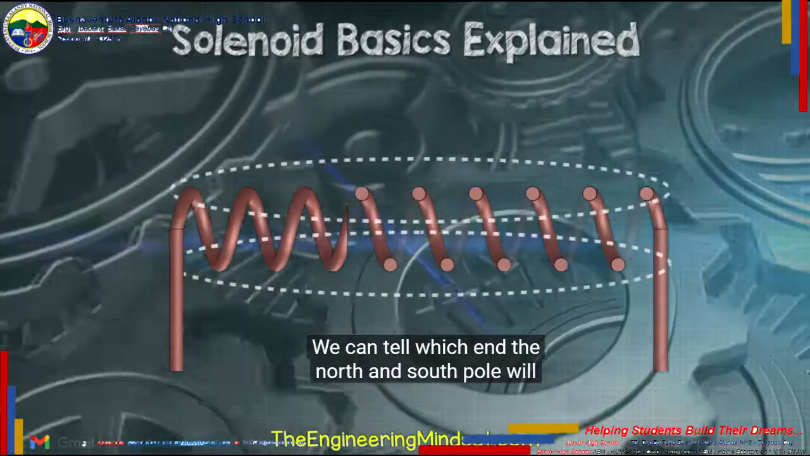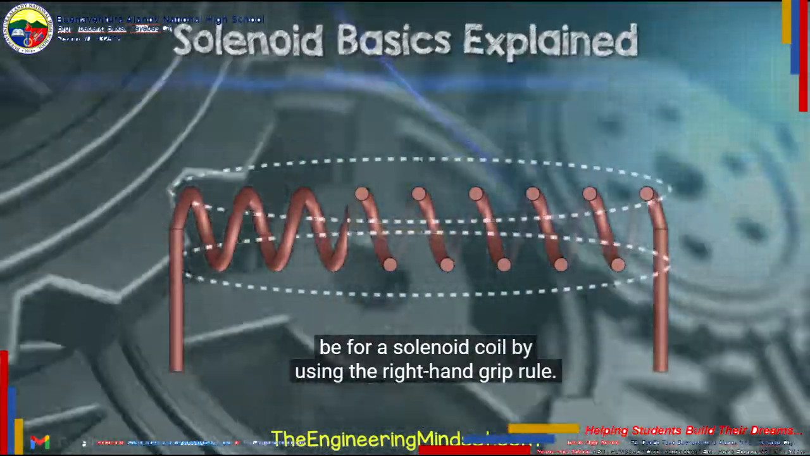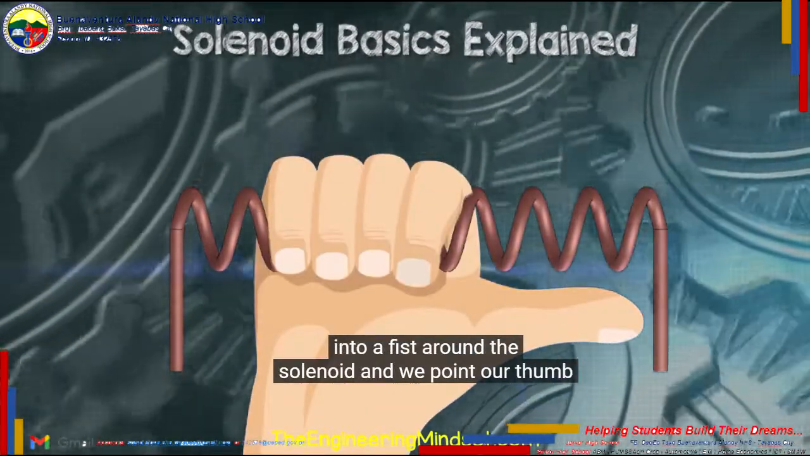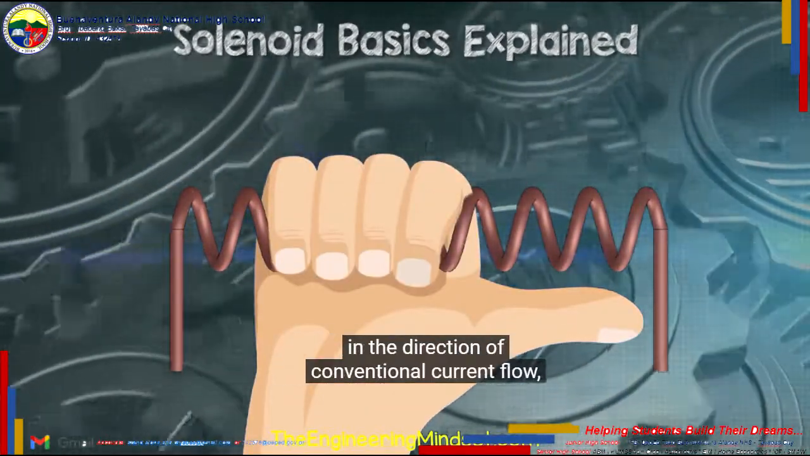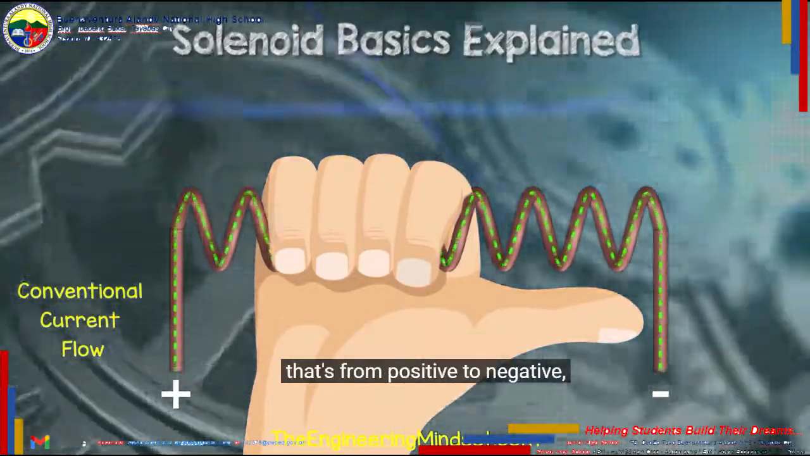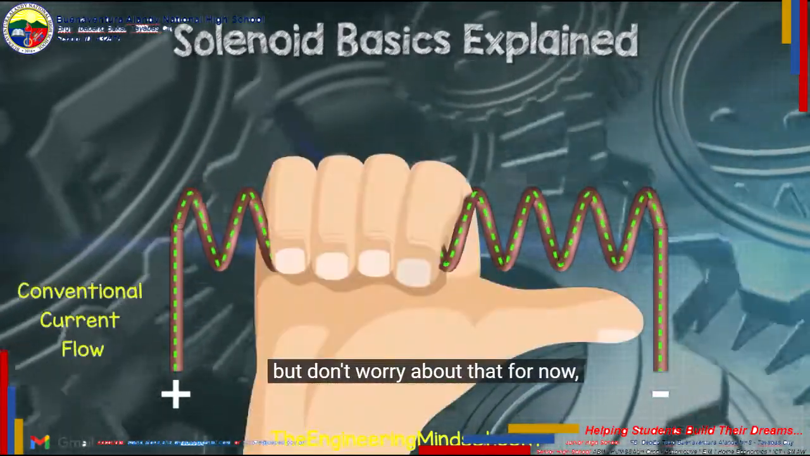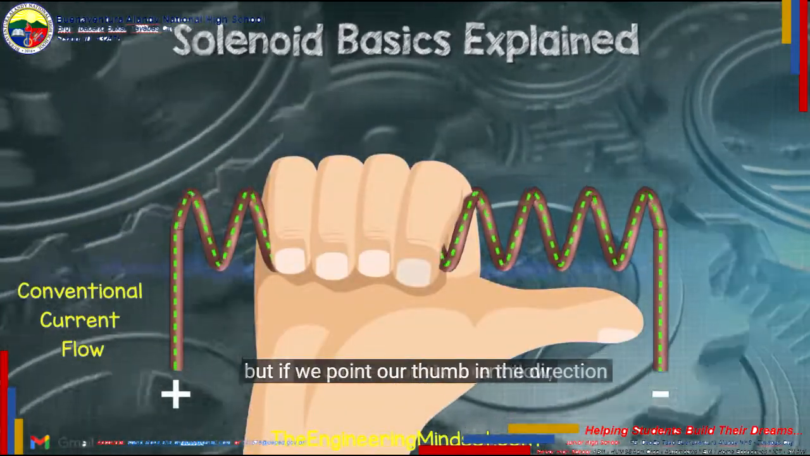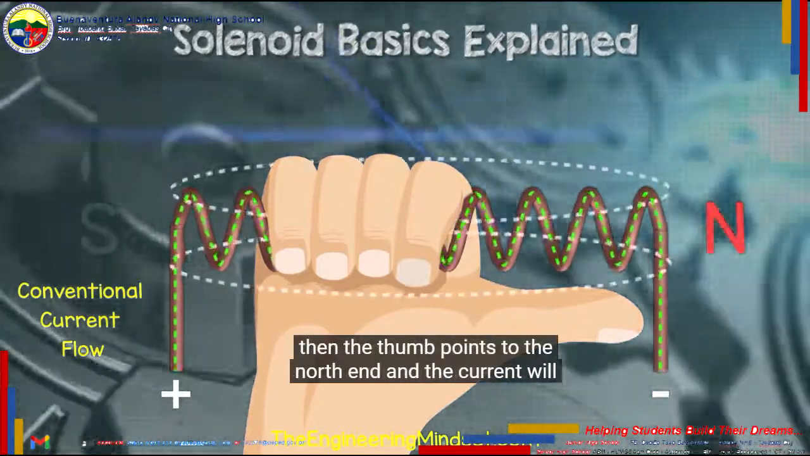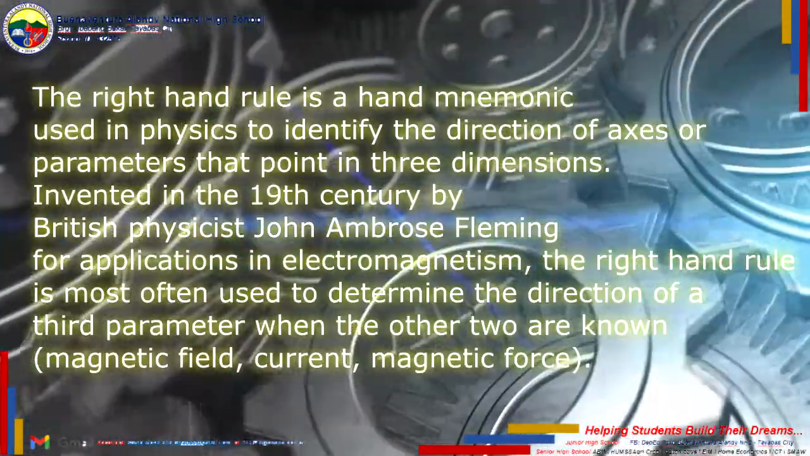We can tell which end the north and south pole will be for a solenoid coil by using the right hand grip rule. This says that if we grip our hand into a fist around the solenoid and point our thumb in the direction of conventional current flow, that's from positive to negative, it actually flows from negative to positive, but don't worry about that for now. Then the thumb points to the north end, and the current will be flowing in the direction of your fingers.